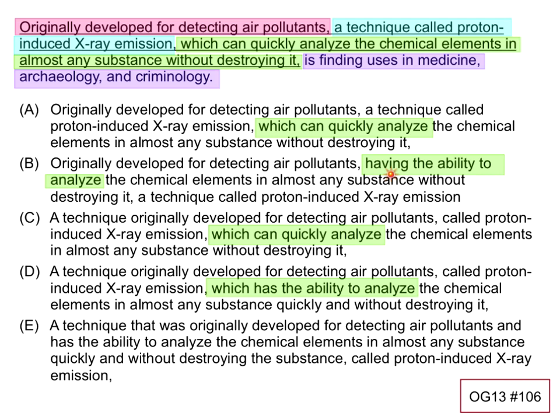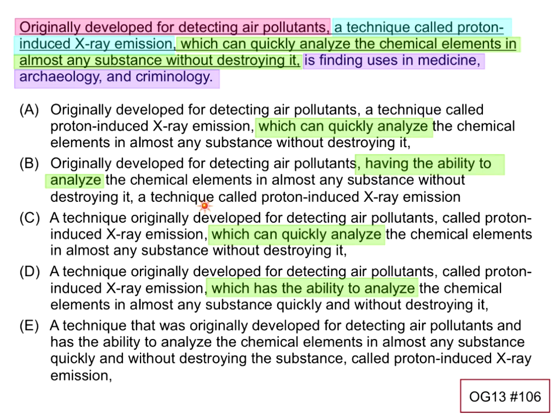So they've changed the form of the modifier, but a comma -ing, I'm going to actually extend our little highlighter here to include that comma. Still a modifier, so it still has to follow modifier rules generally of having to refer to something in the sentence, and it's got to make sense and all of that. All right. So originally developed for detecting air pollutants, comma, having the ability to analyze. What's the having the ability to analyze referring to? Logically, I agree, it should refer to technique.